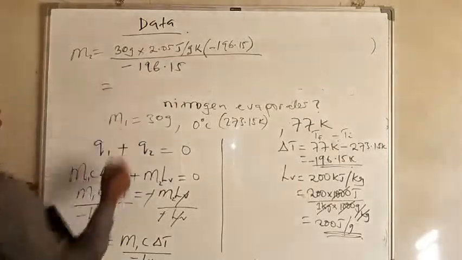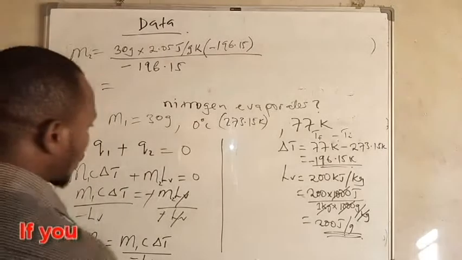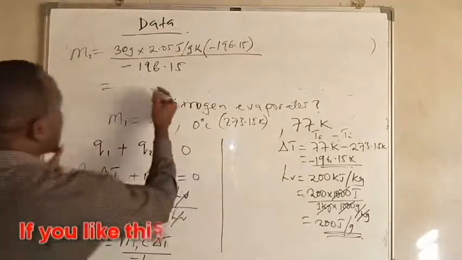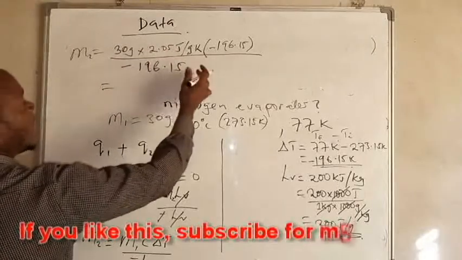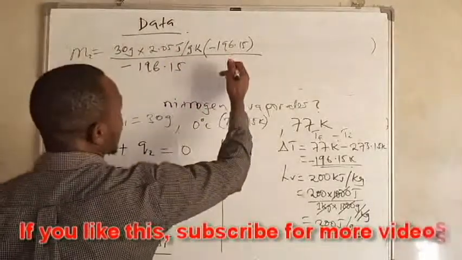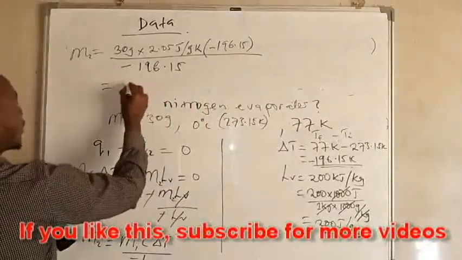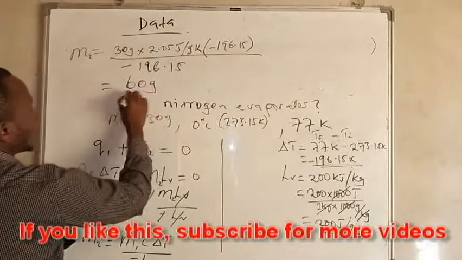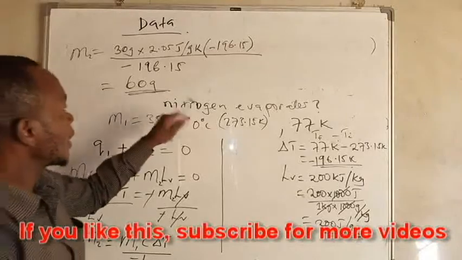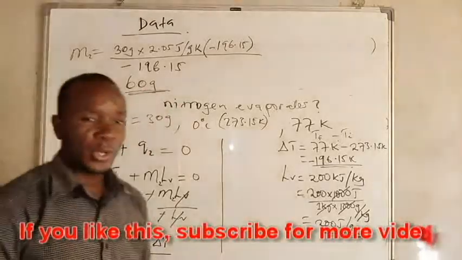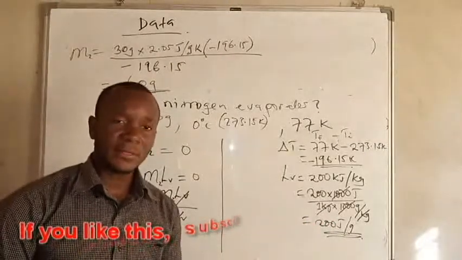196.15. If we punch this on a calculator, 30 times 2.05 times negative 196.15 divided by 196.15, we are going to get 60 grams. So this is the amount of nitrogen that will evaporate at 77 kelvins. Thank you so much for watching the video.